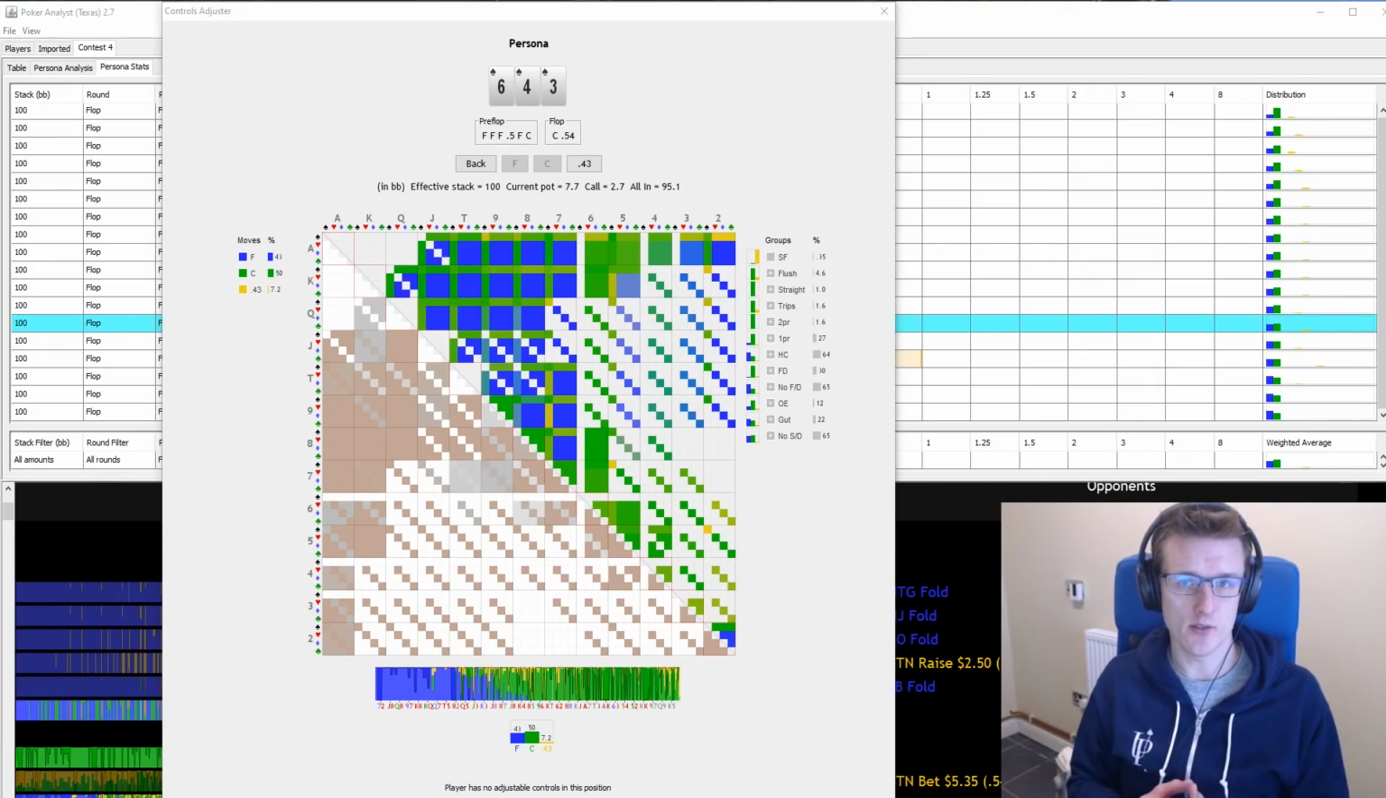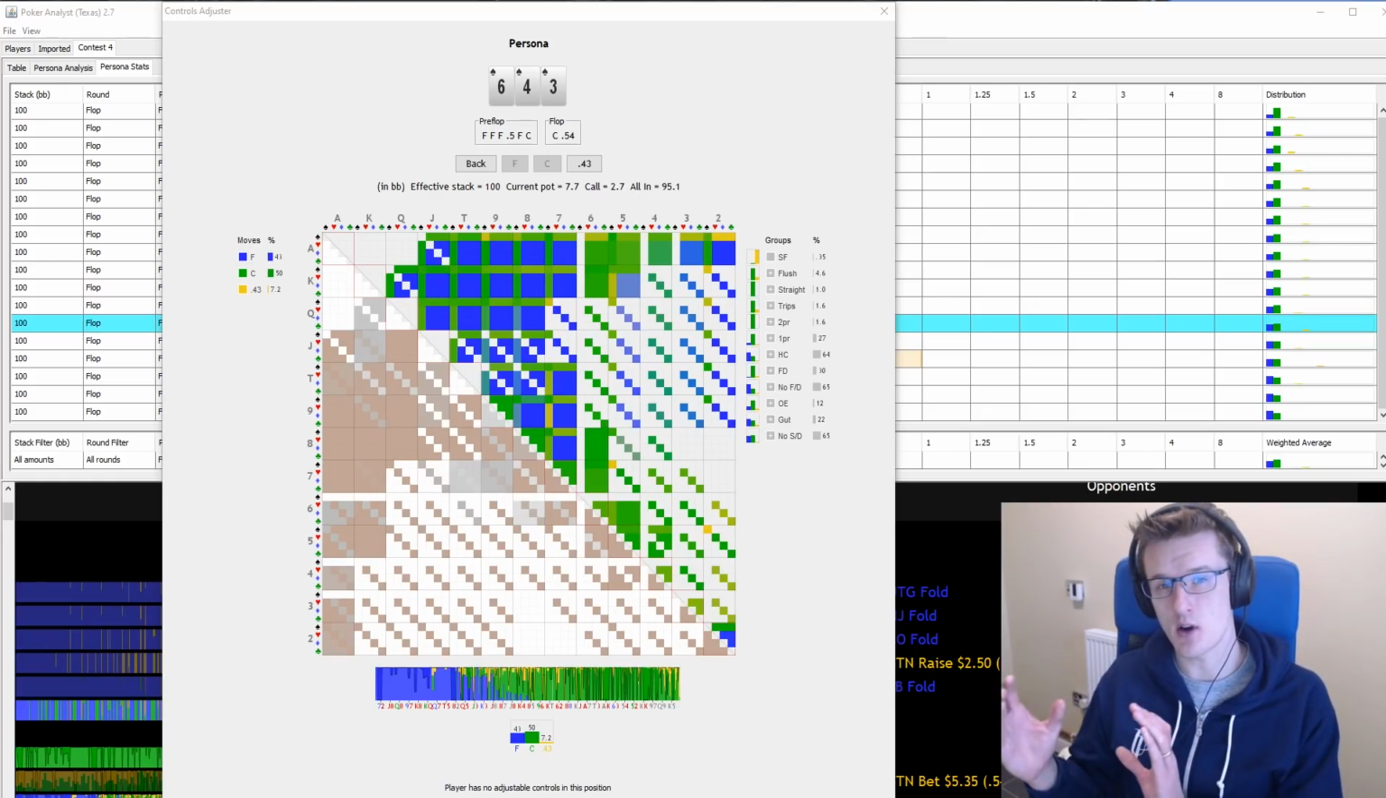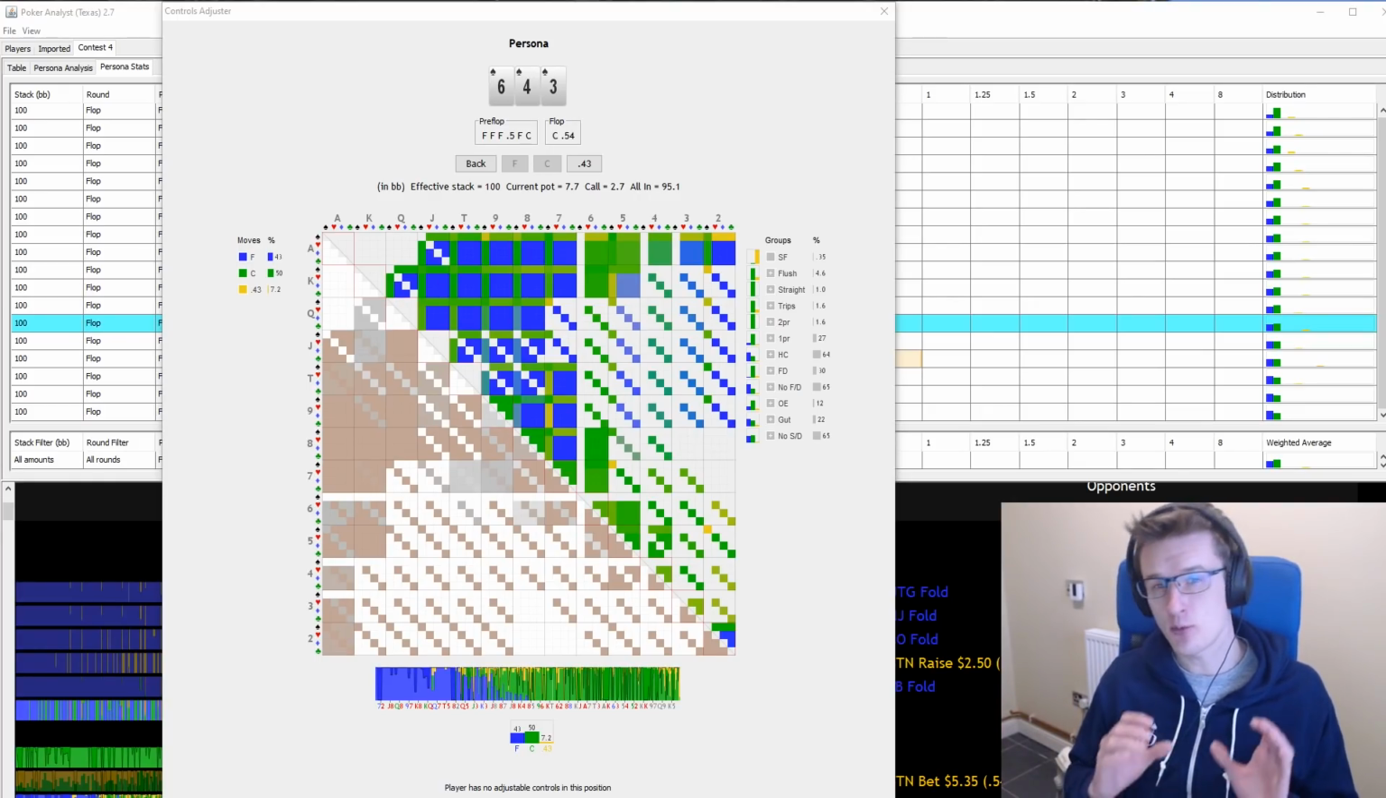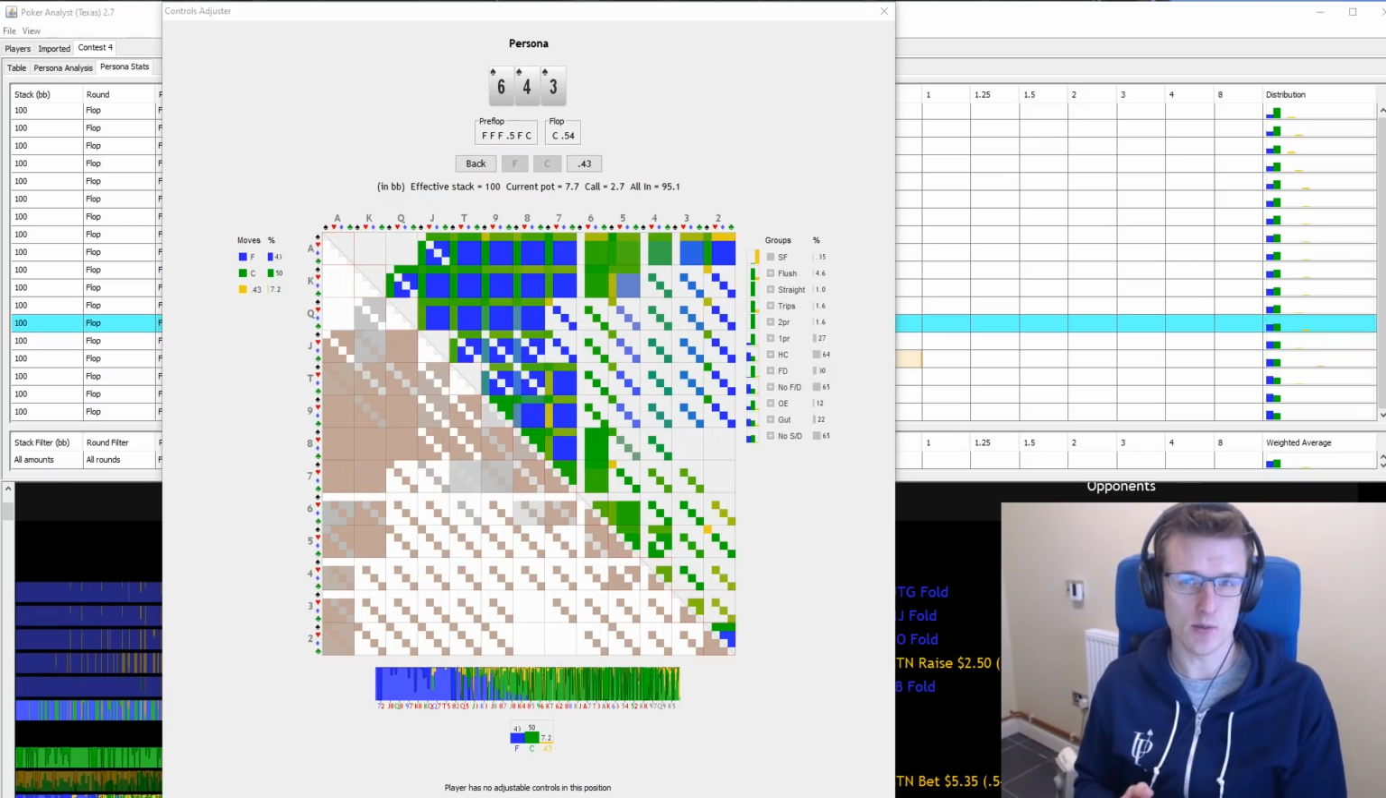Looking at the other side of things, our equity versus our opponent's fold range: if we've got really good equity against our opponent's fold range, that makes us less inclined to want to check raise.